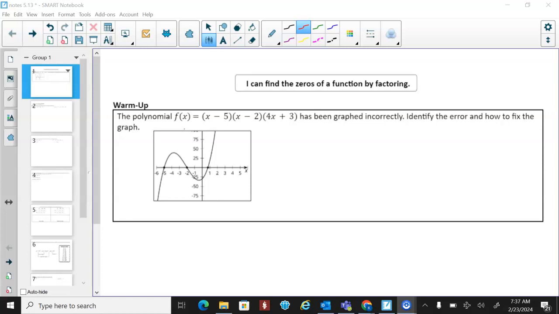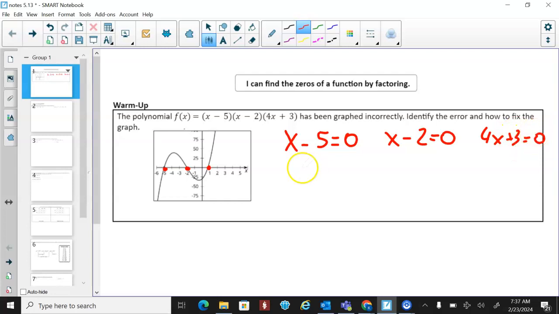This little warm-up question says polynomial f of x, with an x minus 5 factor, an x minus 2 factor, and a 4x plus 3 factor, has been graphed incorrectly. Identify the errors and how to fix it. Well, the errors are the zeros are not graphed correctly. The factors will not equal 0. So remember that when you have the factors, you've got to set them all equal to 0. So the actual zeros, the actual x-intercepts, are incorrect in this graph picture.